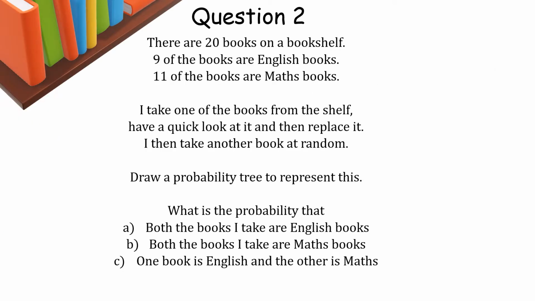Question 2. There are 20 books on a bookshelf. 9 of the books are English books and 11 are maths books. I take one of the books from the shelf, have a quick look at it and then replace it. Then I take another book at random. Draw a probability tree to represent this. Then work out the probability that both books I take are English books, the probability that both books I take are maths books, and the probability that one book is English and the other is maths.